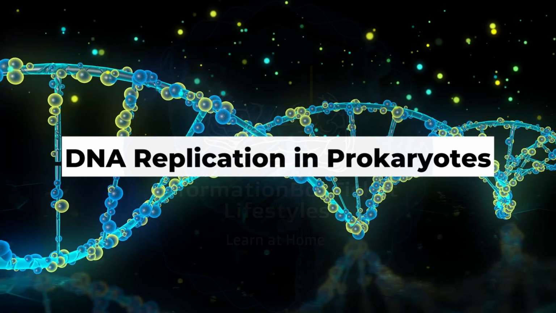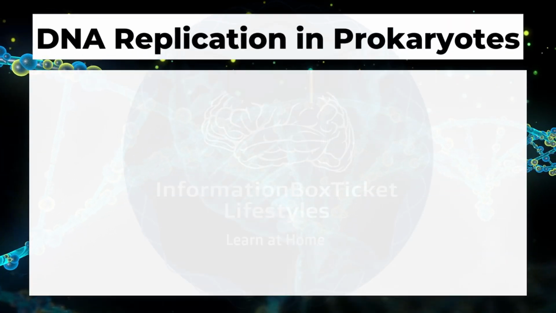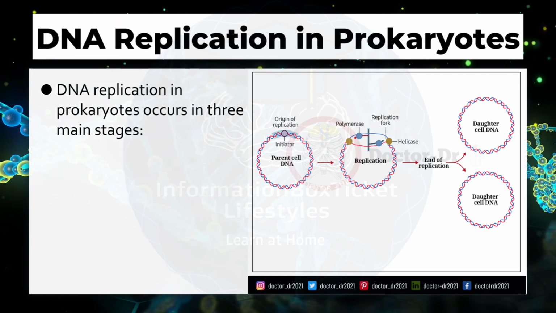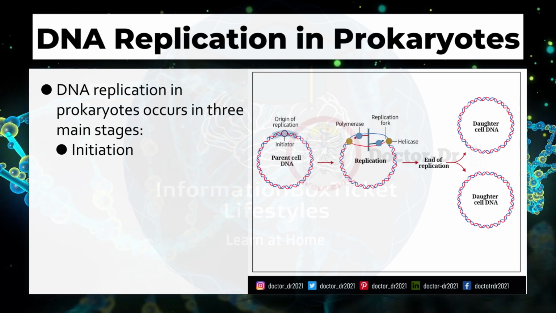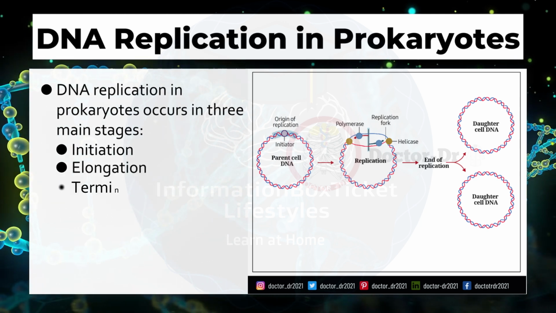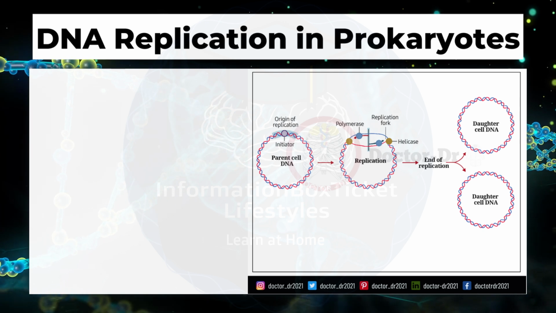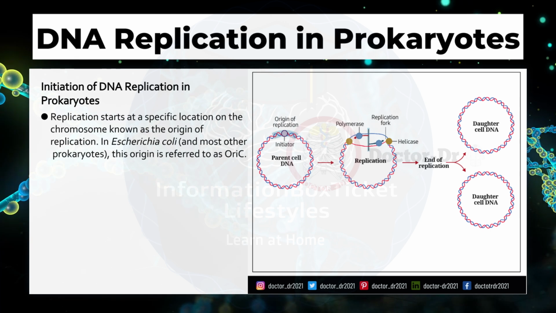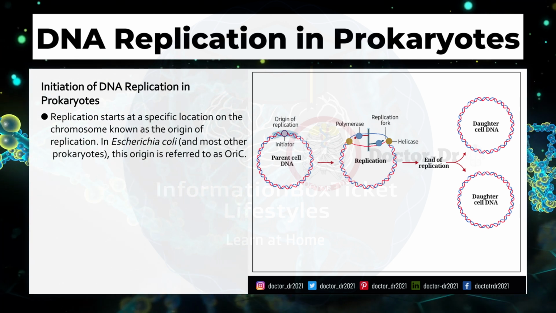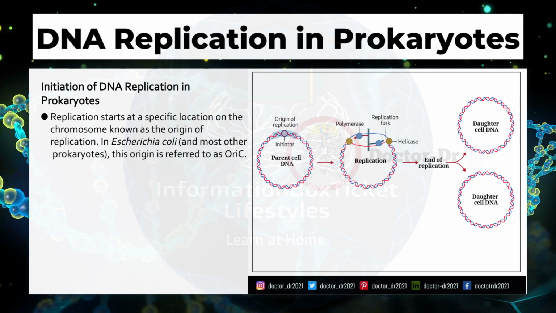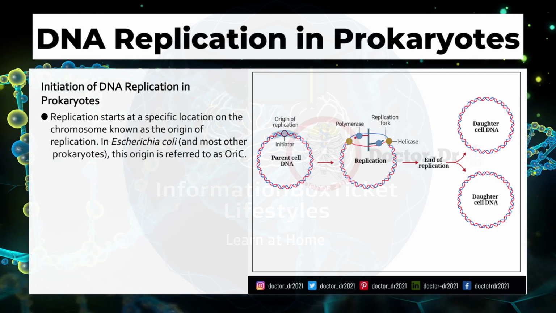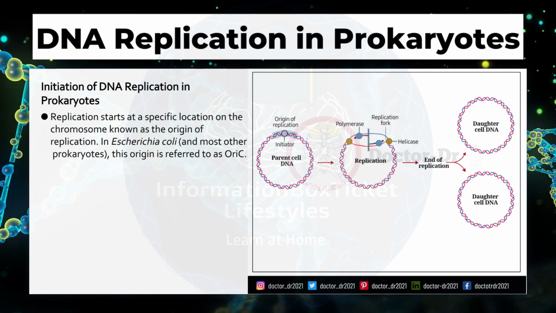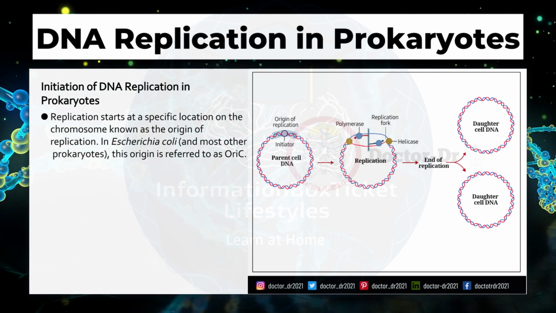DNA replication in prokaryotes. DNA replication in prokaryotes occurs in three main stages: 1. Initiation, 2. Elongation, 3. Termination. First, initiation of DNA replication in prokaryotes. Replication starts at a specific location on the chromosome known as the origin of replication. In Escherichia coli, and most other prokaryotes, this origin is referred to as OriC.